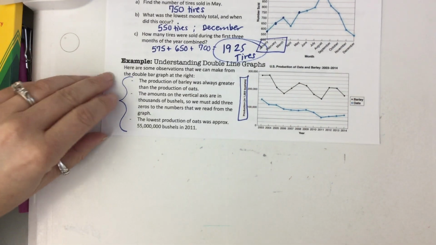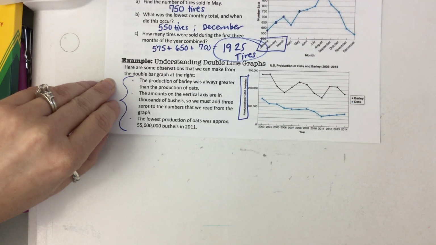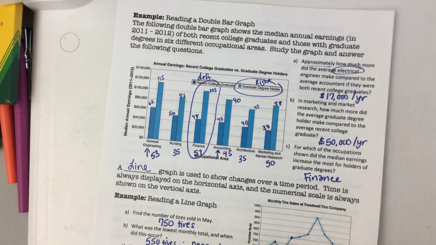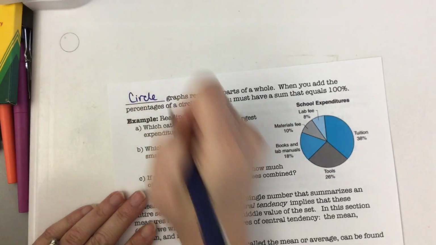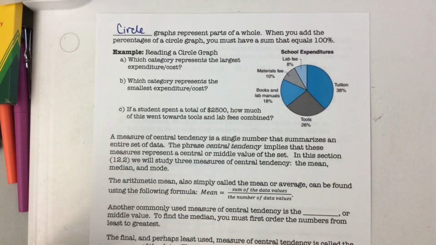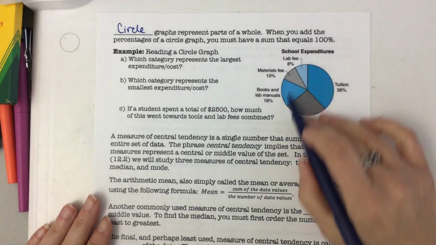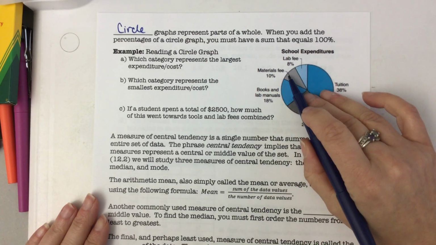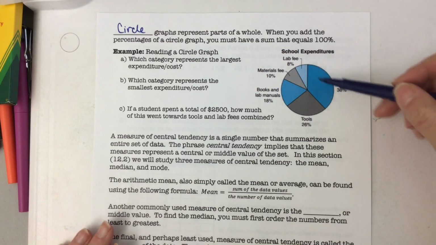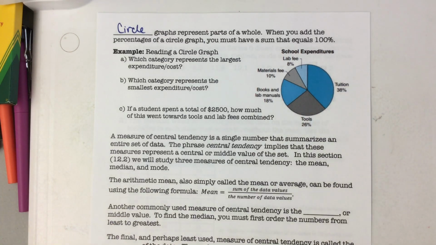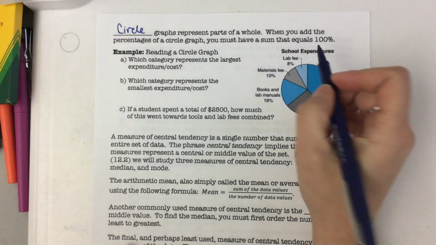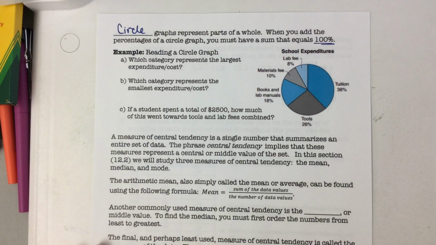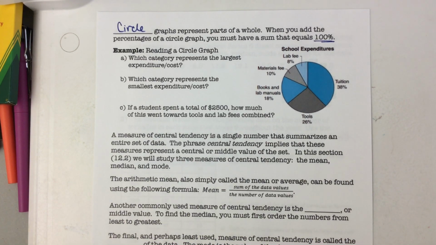So that's just an example of how you can read and understand what's going on in a double line graph. All right, last type of graph, you guys. The last type of graph is called a circle graph. And a circle graph kind of looks like a pizza, okay? So if you look at this, picture it as a pizza. Here's a piece of pizza, here's a piece of pizza. Every single section represents a part of a whole. And notice that they're giving you percentages. When you add the percentages up on a circle graph, you always have to get 100%, okay?